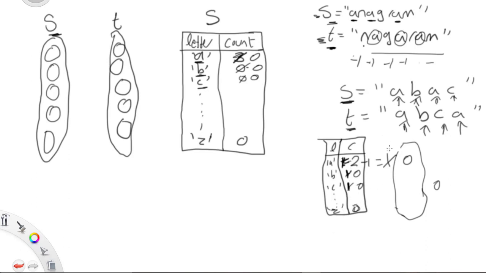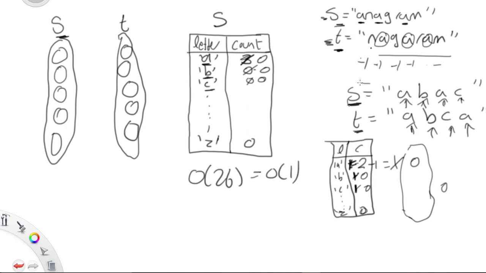So using this process, we can just have a hash table of size 26, which is just O(1) space, and we go one time over all the letters in S, add ones, and then go one time over all the letters in T, subtract one, and then if all the counts are 0, we return true. They're indeed anagrams. If they're not, then we return false.